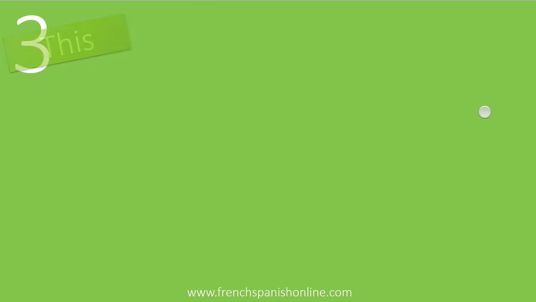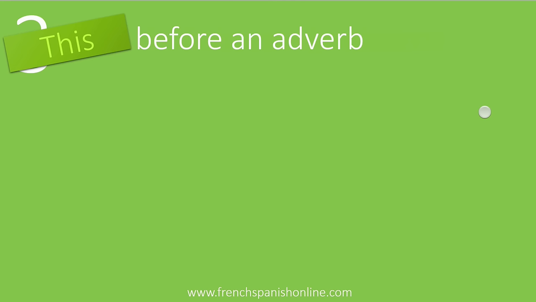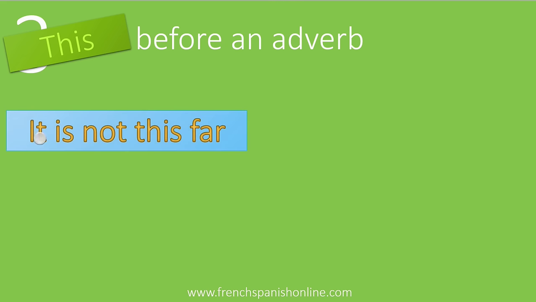Third part now, this before an adverb. So an adverb is a word that can change the meaning of a verb. So let's take an example. It is not this far. So here, as you can see, this has nothing to do with what we've just seen. So how to translate this word in French? Well, we are going to use two words, either aussi or si.